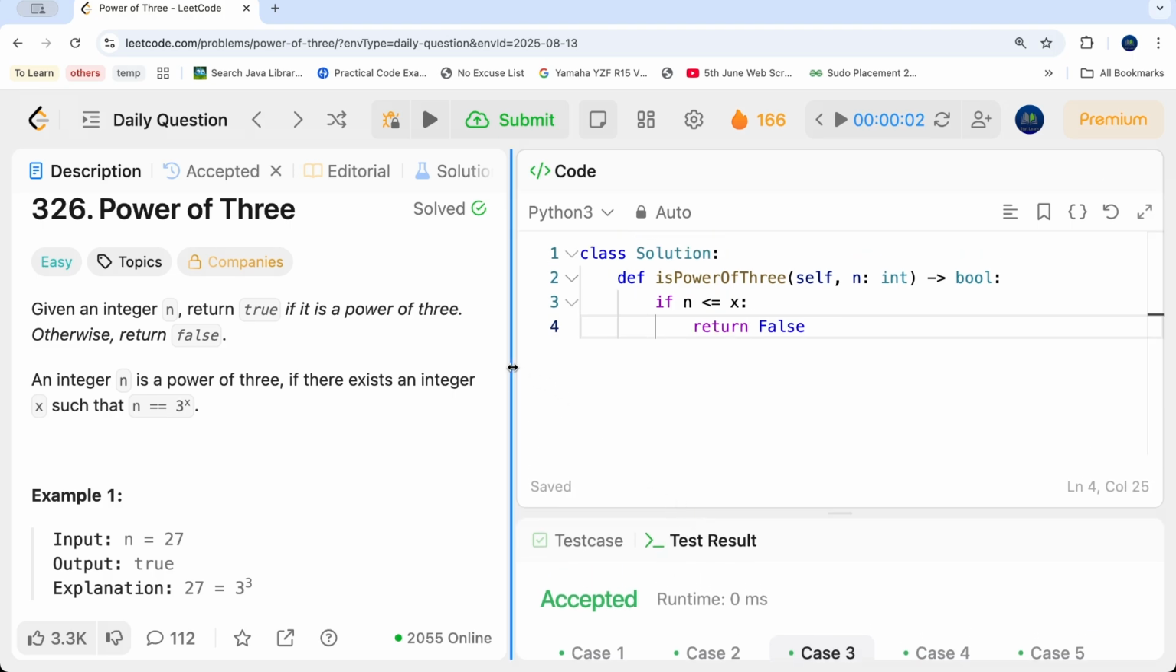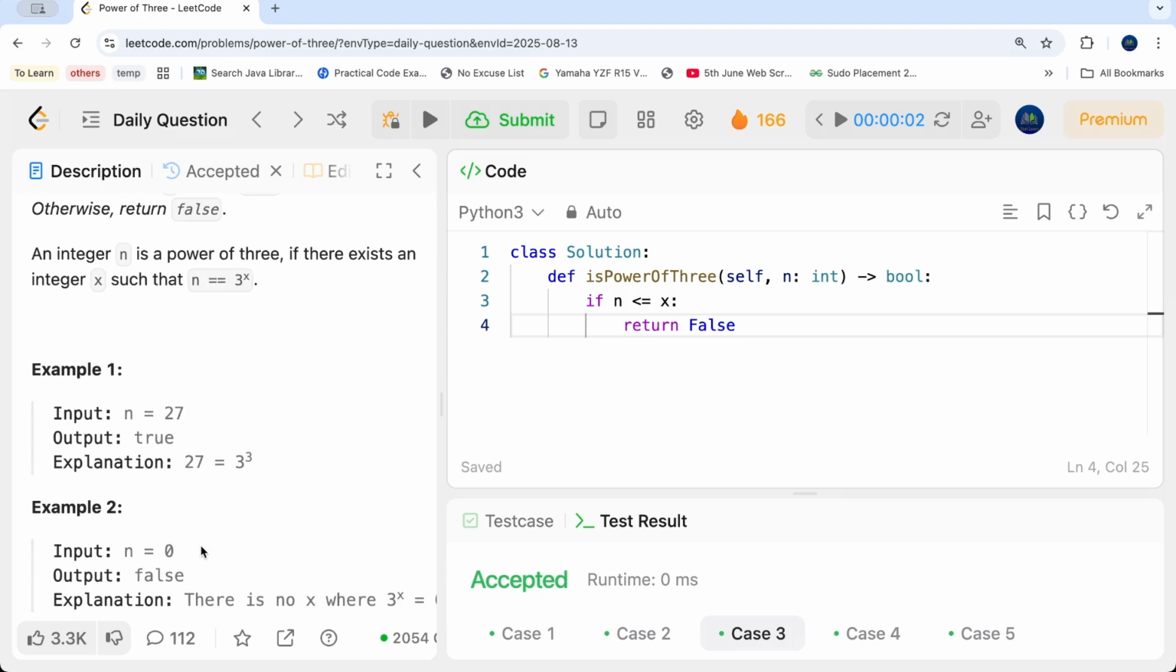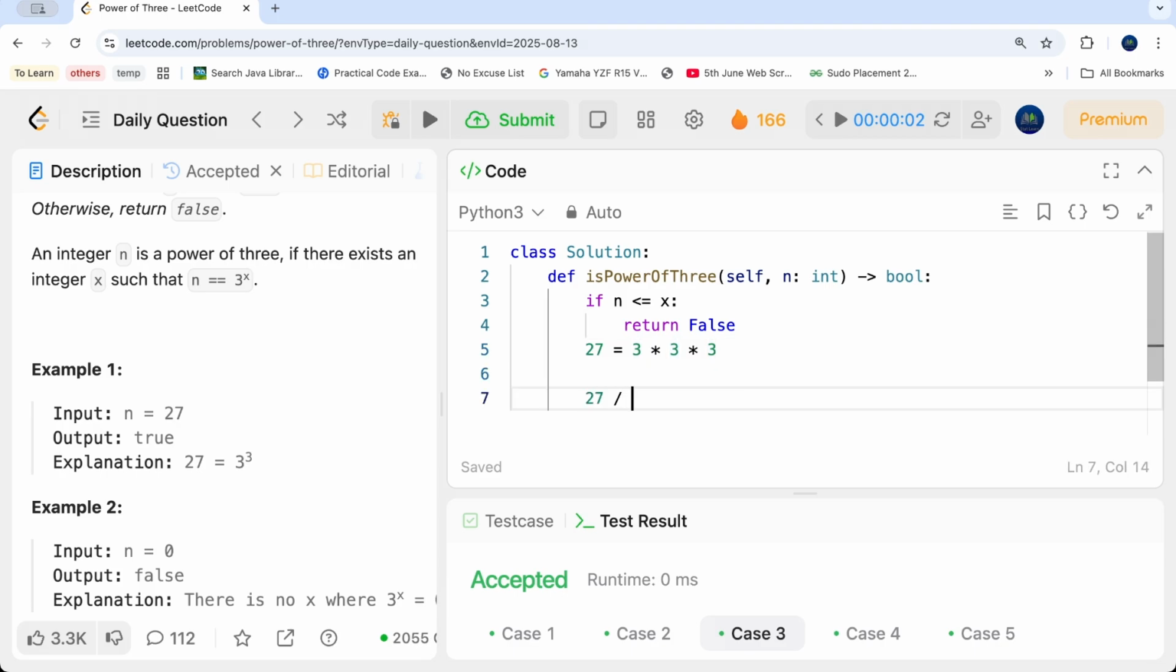Now let's try to solve the problem, and the first method can be, let us imagine a true scenario in which the given number is a power of 3. So when it is 27, it means it is made up of 3 multiplied by 3 multiplied by 3, right? How can you find that there are multiple 3's involved to create this number? If you keep dividing 27 by 3, it will be equal to 9. 9 is also a power of 3.